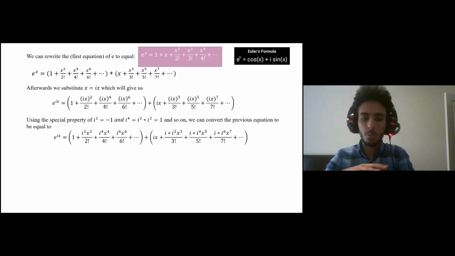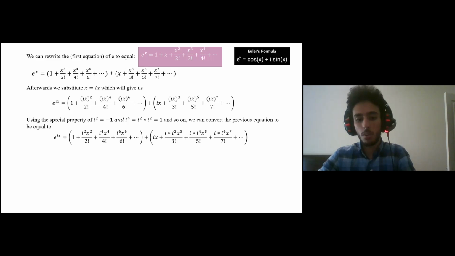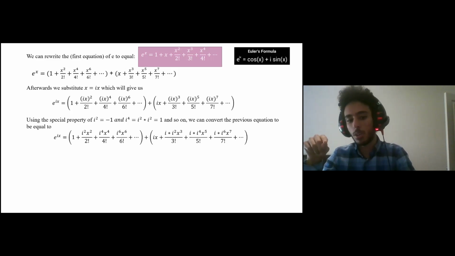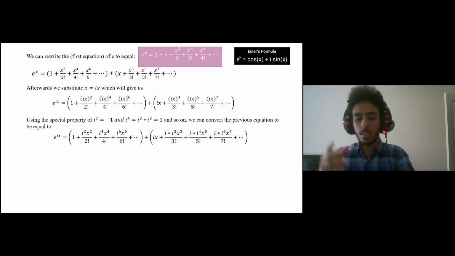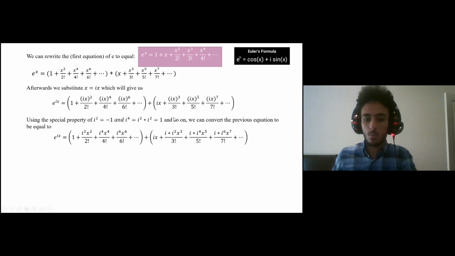Next, we're going to use the special properties of i squared, which is equal to minus 1. If you took college algebra, I think you would know how to find i to whatever power you have. So let's say i to the power 4 is going to be i squared times i squared, which is minus 1 times minus 1, and is going to give us 1. And i to the power of 6 is going to be i squared times i squared times i squared, which is minus 1 times minus 1 times minus 1, which in the end is equal to minus 1, and so on.